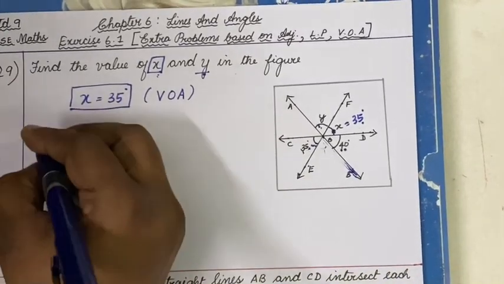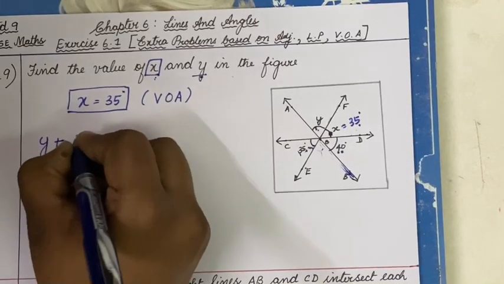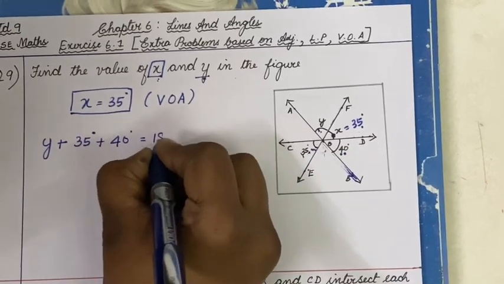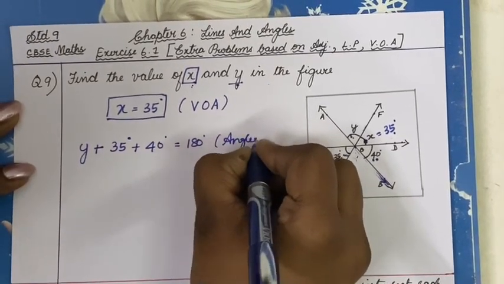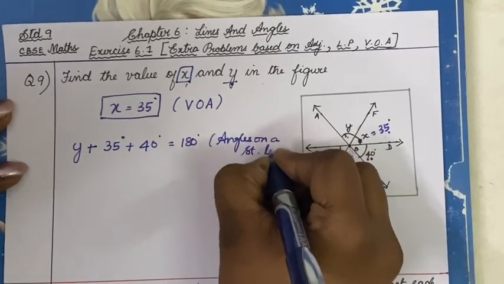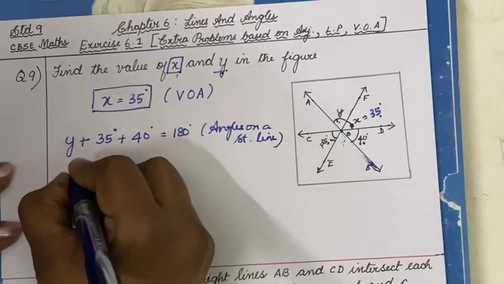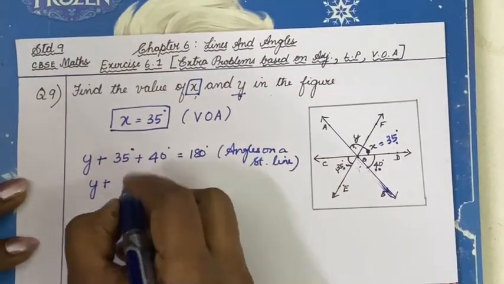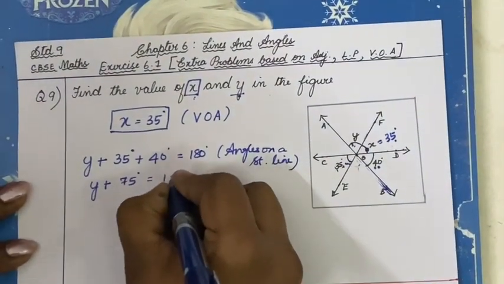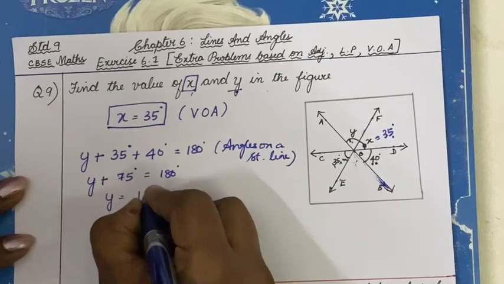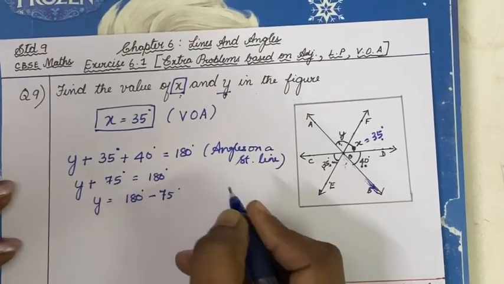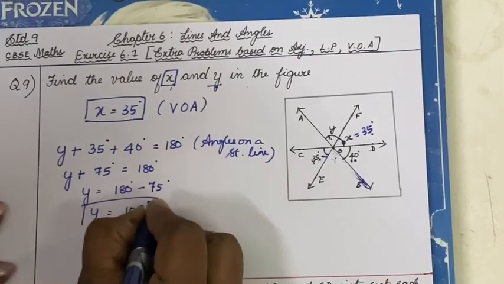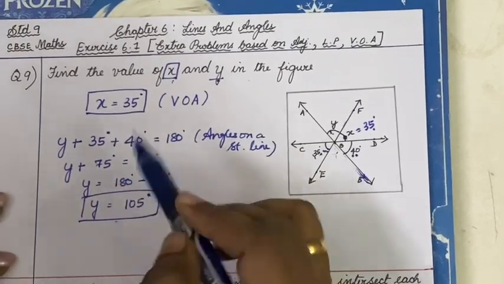So the same concept: y plus x, or directly 35 degrees plus 40 degrees, is equal to 180 degrees, because angles on a straight line. So y plus 40 plus 35. 40 plus 35 is equal to 75 degrees, which is equal to 180 degrees. y is equal to 180 degrees minus 75 degrees. So y is equal to 105 degrees. So we've got both the answers, x and y.